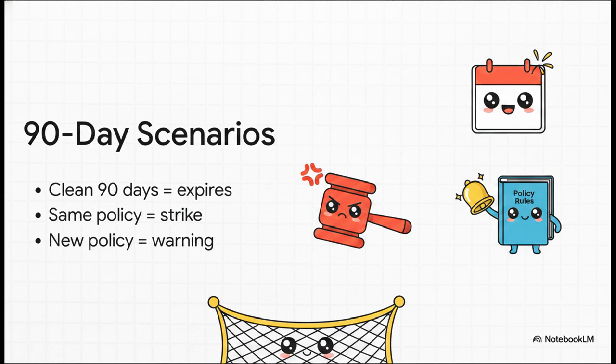Now, if you violate that exact same policy again within those 90 days, yep, you're getting a formal strike, even if you did the training. But here is the crazy forgiving part. Say you complete the training, but then you accidentally break a completely different rule within those 90 days. You do not get a strike. You actually just get another warning and a chance to take a brand new training for that new policy.